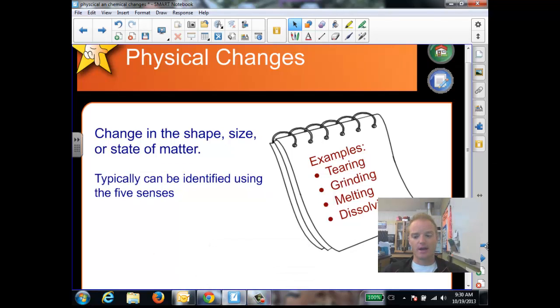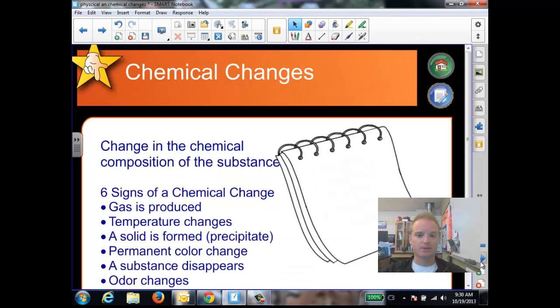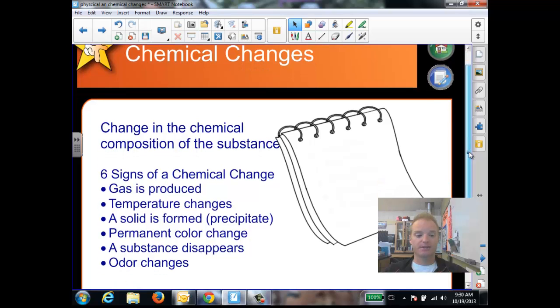On the other side of that, we have chemical changes. And so chemical changes now actually change the composition of the substance. So it's now chemically different. So what are some signs that a chemical change has taken place? What can we look for during the reaction to know that something's happened?